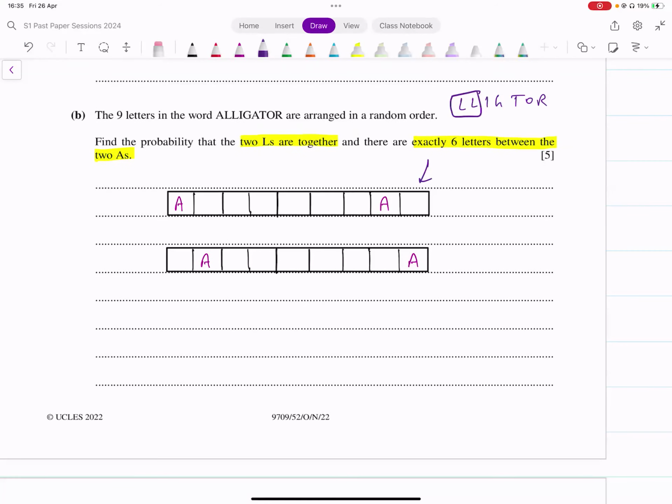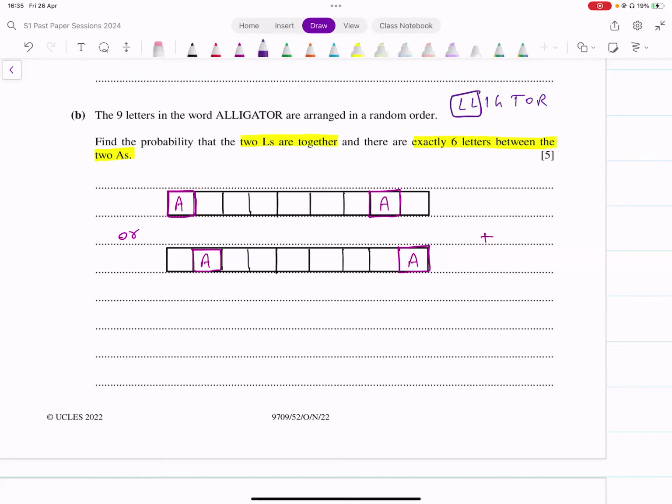Can they be on the sides? They can't, because on this side, there can only be one L. So that means the two L's have to be in the middle somewhere between the two A's. Remember, these A's are fixed now. We cannot change A's. They are fixed. These positions cannot be changed now in both of these cases. It's either the first case or the second case. There's an or between them. So we will find the number of cases from the first case, add to them the number of cases for the second case.